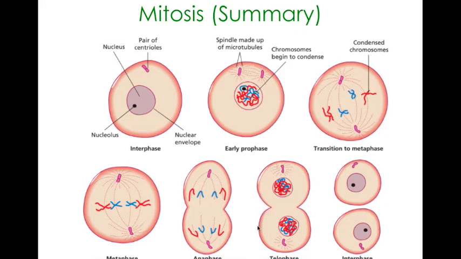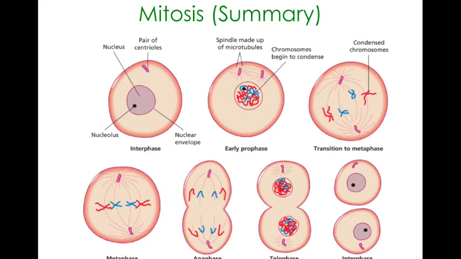Okay, and then later on, when we look at cytokinesis, the cell would then divide the rest of its body into two cells, which are now identical to each other as daughter cells. Okay, so that's just an overview summary of mitosis.